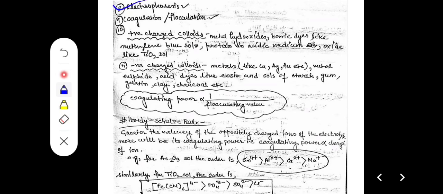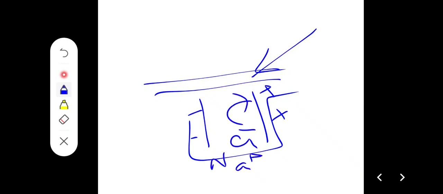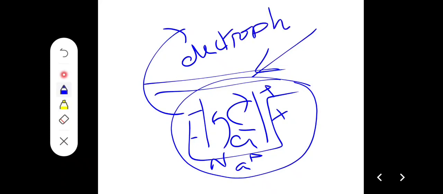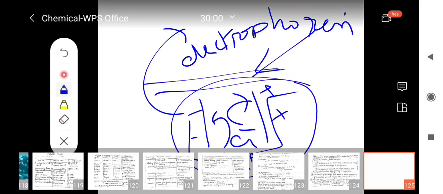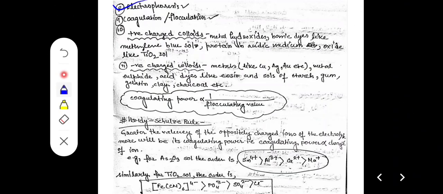Electrophoresis: as we know, in the electrolytic cell or galvanic cell, there is a cathode and an anode. The anion, Cl minus, goes to this side, and Na plus goes to this side. Based on these phenomena, we get the concept of electrophoresis. So electrophoresis can occur, and coagulation or flocculation can occur.